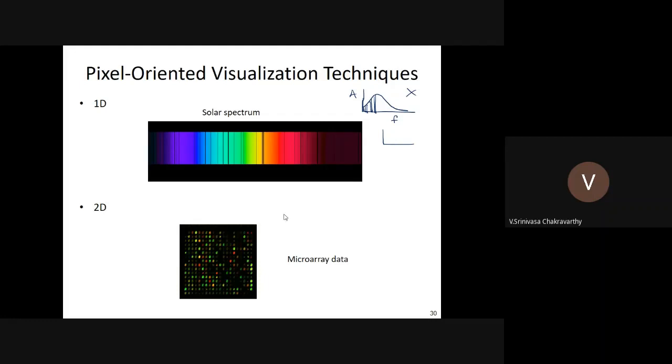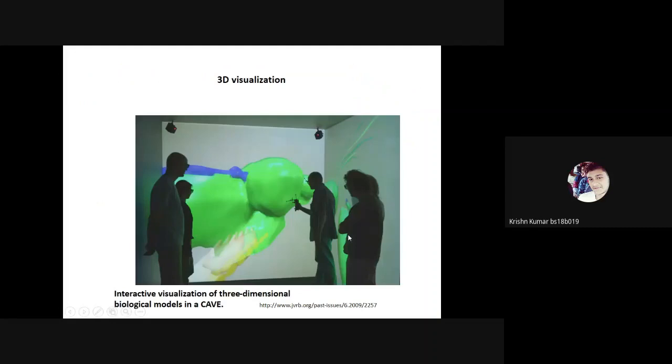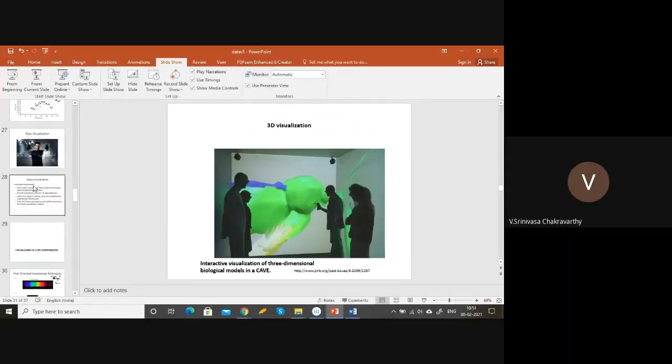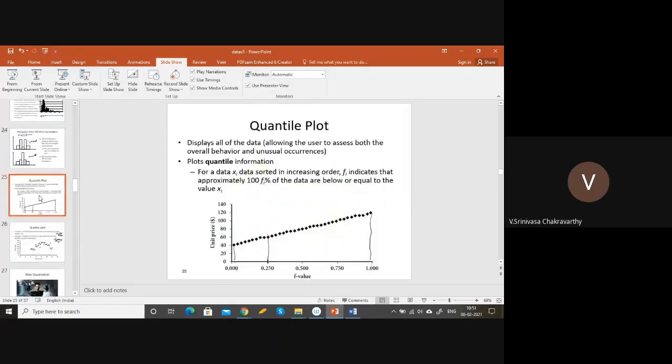Sir, could you tell me more about quantile data? Like how do we get that x-axis range between 0 to 1? Could you go to that one slide, sorry? One second. This quantile plot, yeah, sir. How do you get this range between 0 to 1?